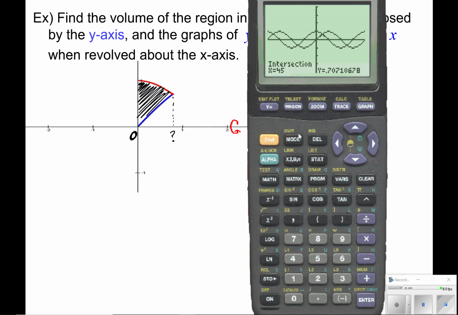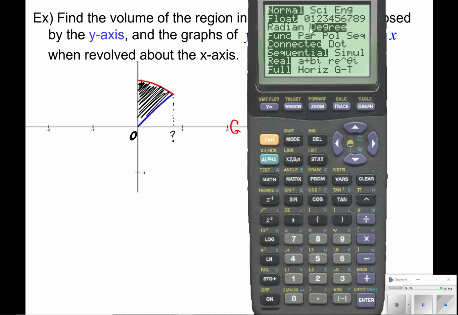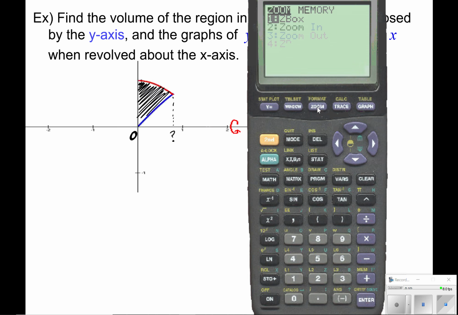Oh, I know why. Because I'm in mode degrees. 45 degrees. So actually, I want to go back to radian mode. Okay, so let's rezoom that. Zoom 7. So I have to do this again. I'm sorry. Okay. And we're going to go ahead and do a second calculate, and then we're going to go ahead and find the intersection point.